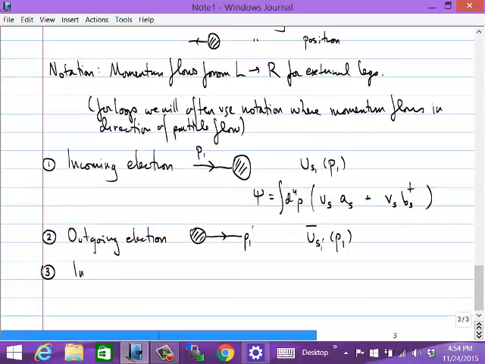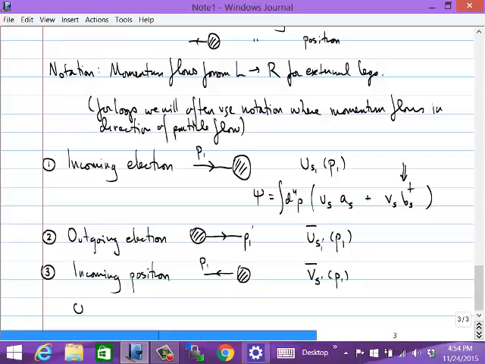Similarly, if we have an incoming positron, then you'll have an external leg like so, and the positron raising and lowering operators were multiplied by V's and V bars. And so if you go through the rules, you'll need a V bar here. So we could call that P1, its momentum.